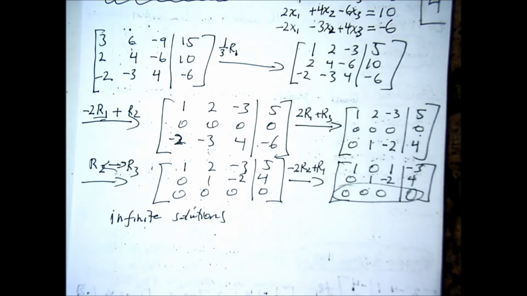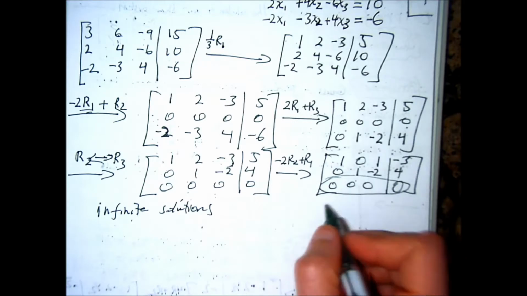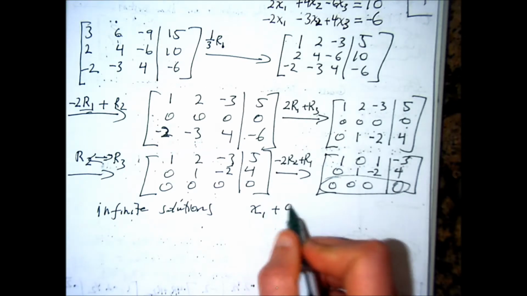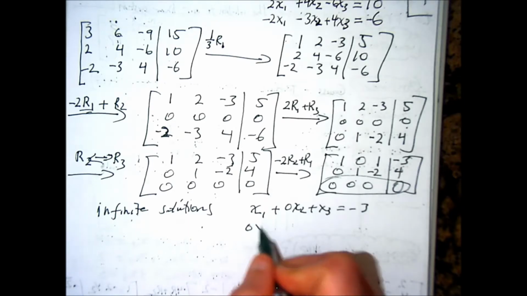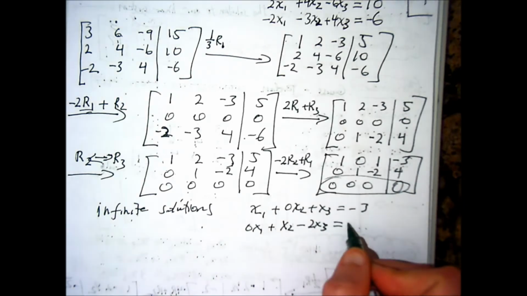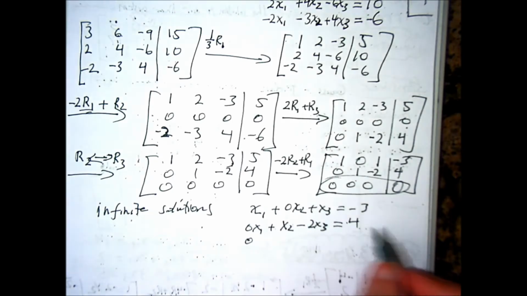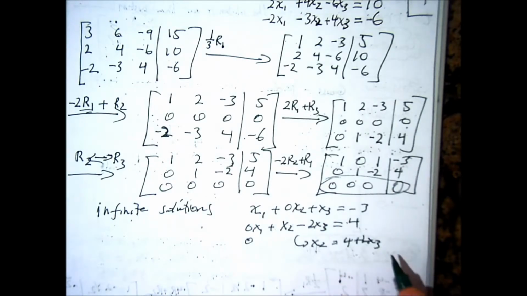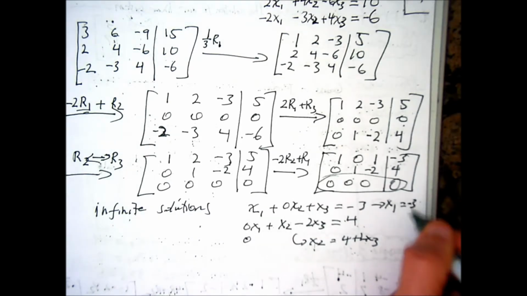And I think eventually, maybe in chapter 6, we'll write x1 plus 0x2 plus x3 equals negative 3 for our first row, 0x1 plus x2 minus 2x3 for our second row, and then 0, and so on. And then what we can do is solve this for x2. So here we would get x2 is equal to 4 plus 2x3. And then here we would get x1 is equal to negative 3 minus x3.